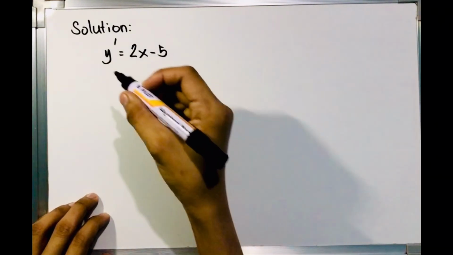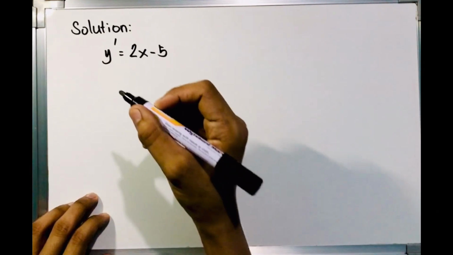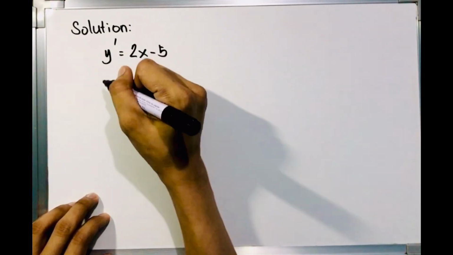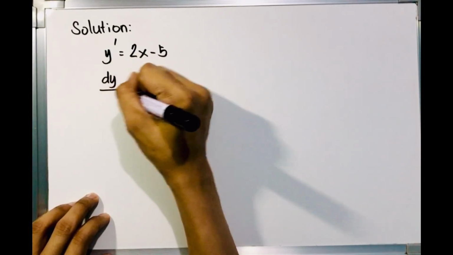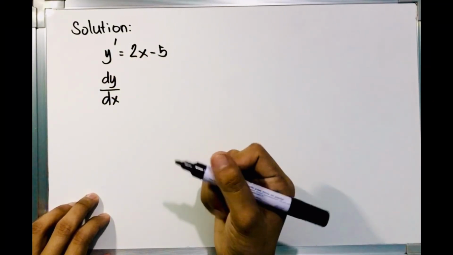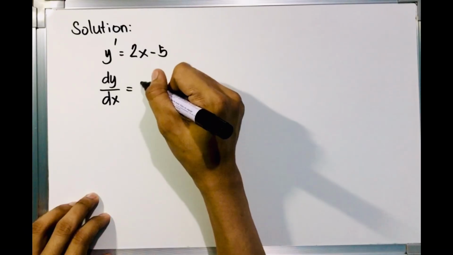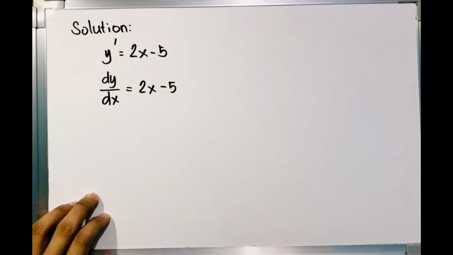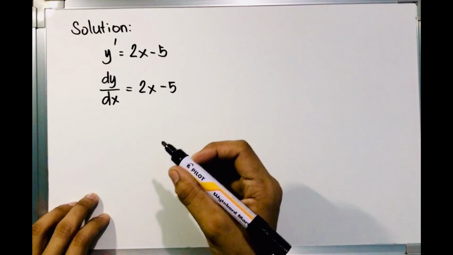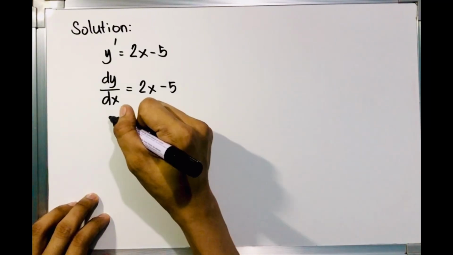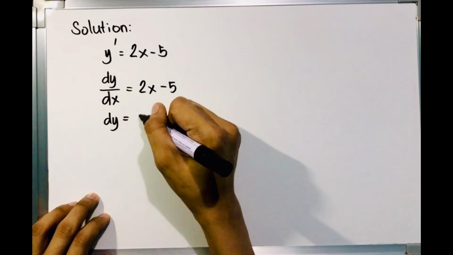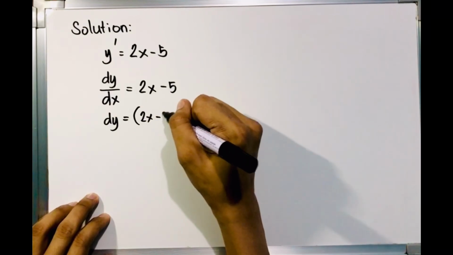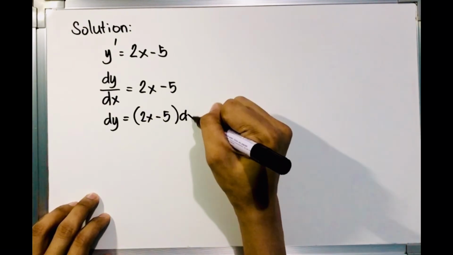So, ano nga ba ang representation ng derivative or ng slope? That is dy over dx. And then, ilagay lang natin yung function, 2x minus 5. And then, i-distribute natin yung dx sa kabilang side ng equation. We have dy is equal to 2x minus 5 dx.